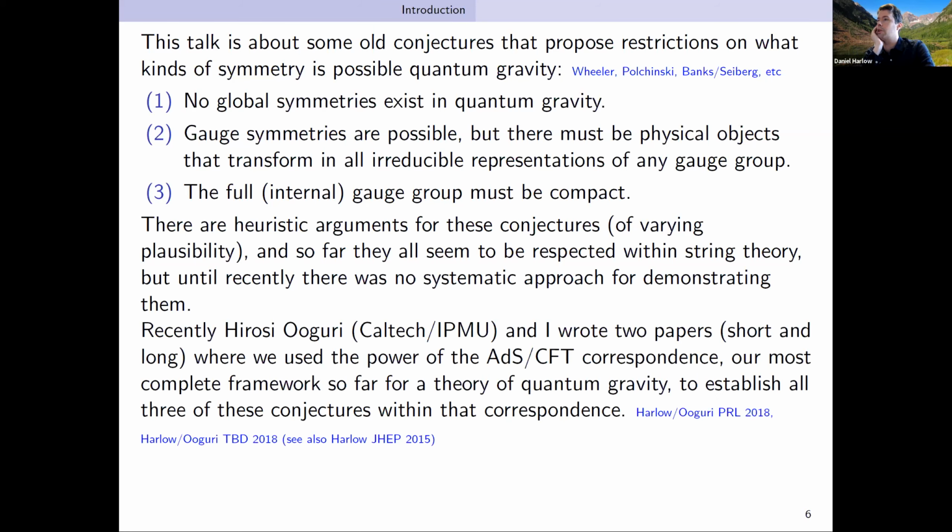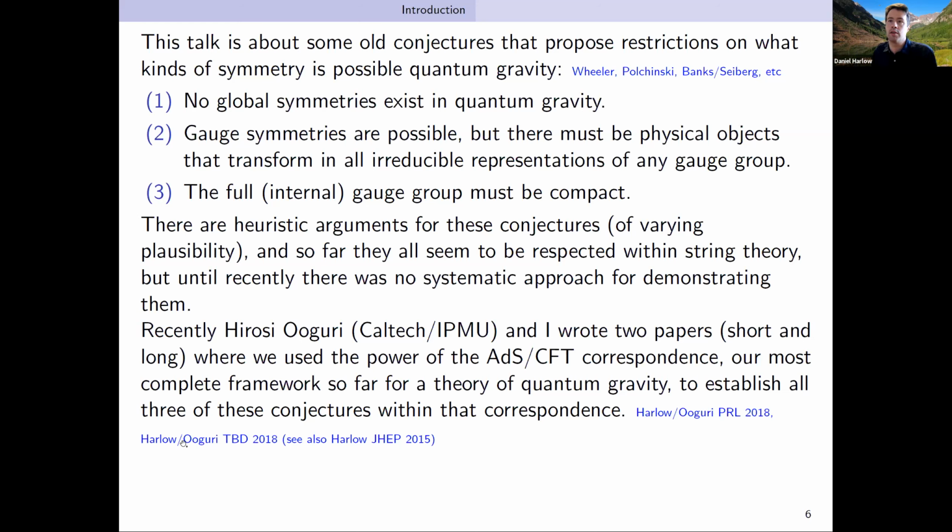What I'm going to talk about today is that in the last few years, with Hirosi Ooguri from Caltech and the IPMU in Tokyo, we wrote two papers. There's a short one and a long one, where we used the power of the AdS/CFT correspondence, which is sort of our best theory of quantum gravity so far, to show that all three of these conjectures are true within the correspondence. If you want to learn more about this, I strongly recommend starting with the short paper.